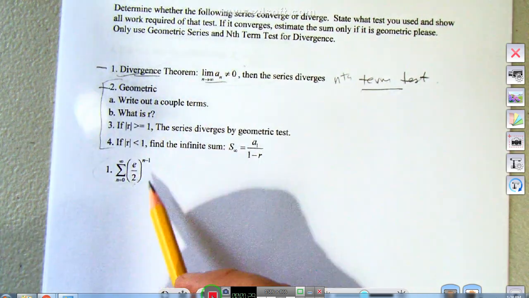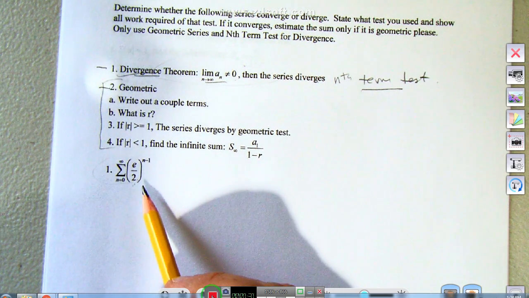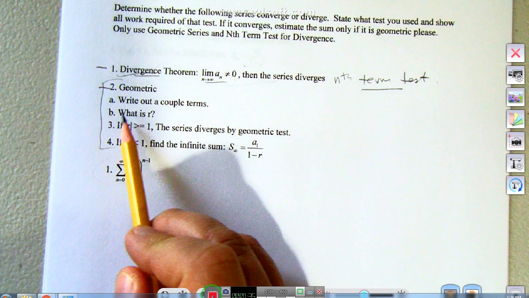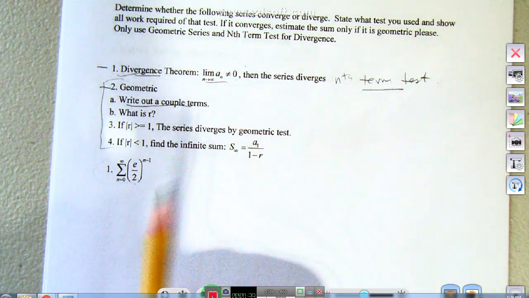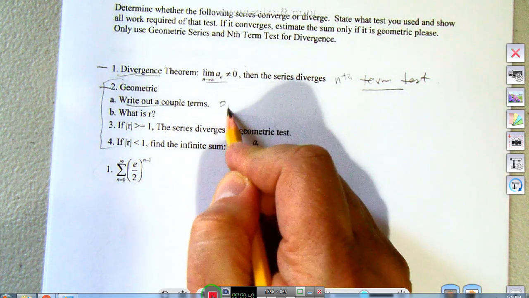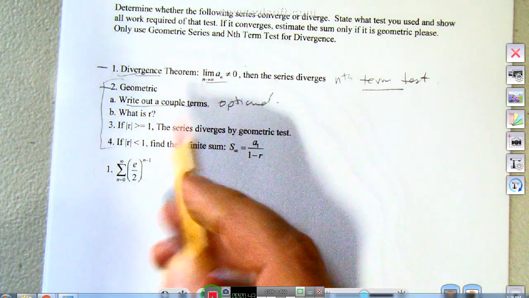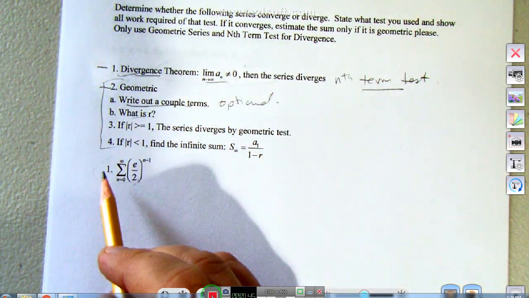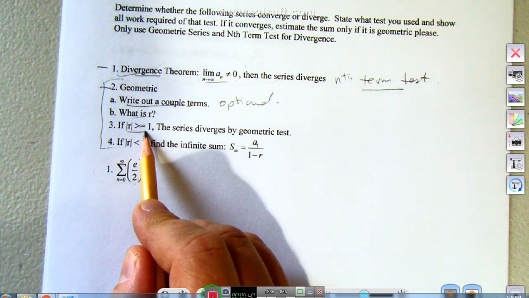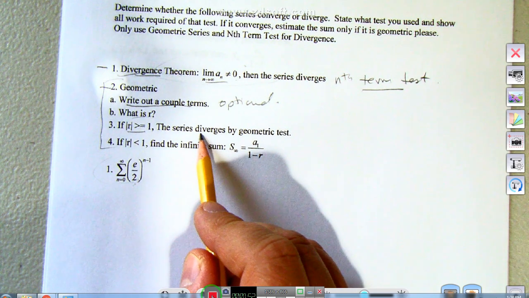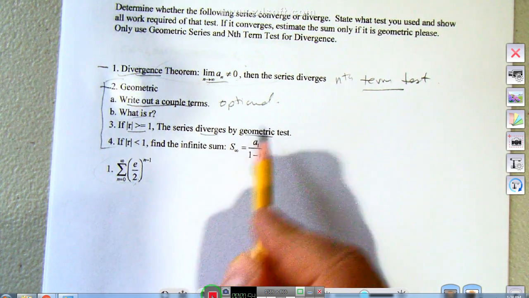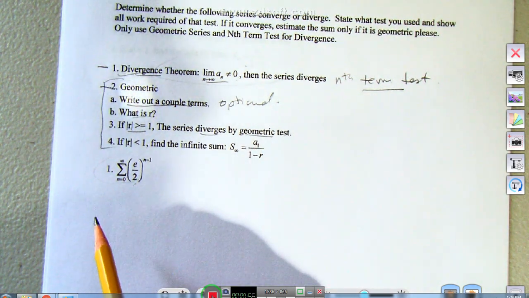And geometric is when you're multiplying each term by a common ratio, where there's a first term and a common ratio. So usually what I do in my head or explicitly, I write out the first couple terms, though you don't really have to. That's optional. You want to figure out what the common ratio is. If the absolute value of the common ratio, r, is bigger than or equal to 1, then that means it diverges by the geometric test and you're all set.